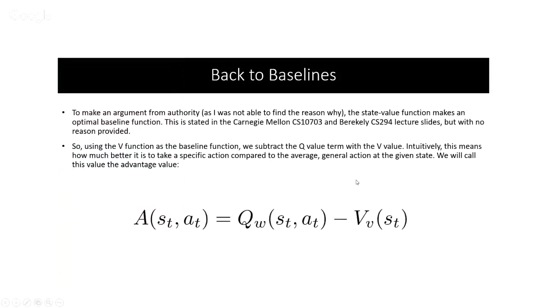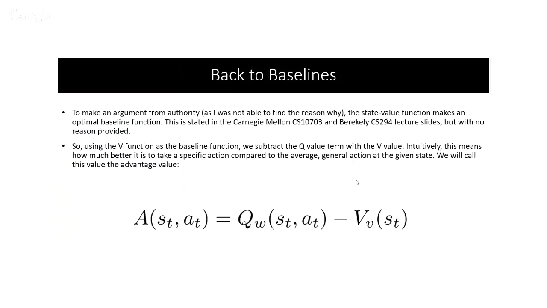Okay, back to baselines. To make an argument from authority, as I was always able to find a reason why the state value function makes an optimal baseline function, it is stated in Carnegie Mellon and Berkeley lecture slides, but with no reason provided. So using the V function, or the value function, as the baseline function, we should track the Q value term with V, with value.